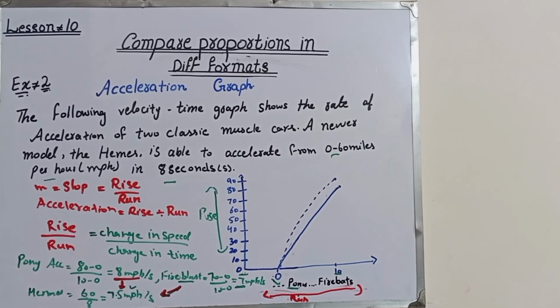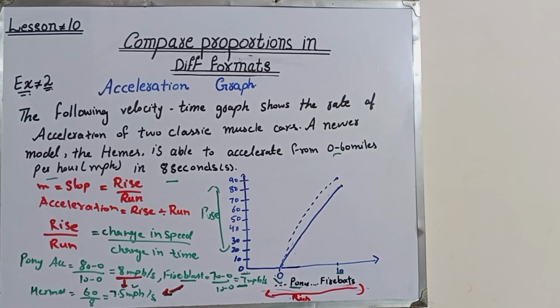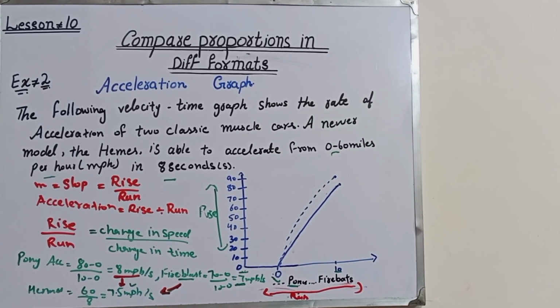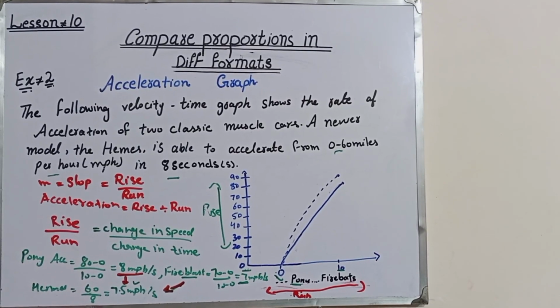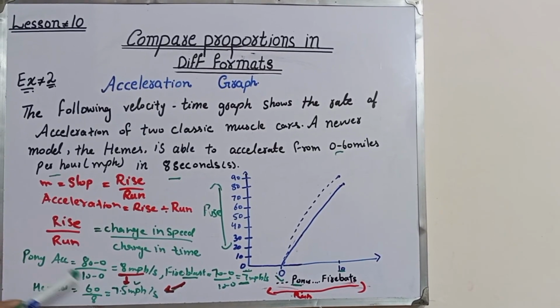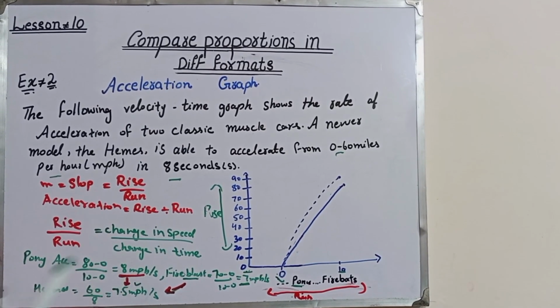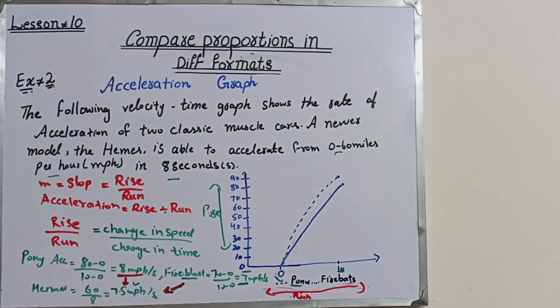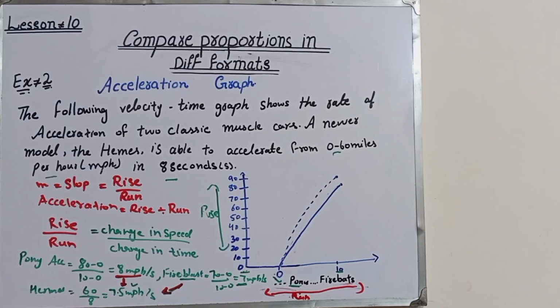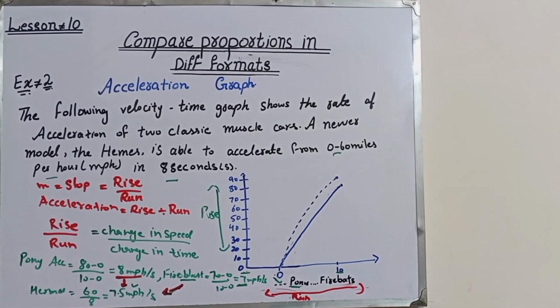Now, the acceleration example we will do is the Hummus car. Its speed changes from 0 to 60 and the time changes from 0 to 8 seconds. So, write 60 over 8, and our answer is 7.5, while the Pony is 8 and the Fireblast is 7. So, acceleration is 7.5 miles per hour per second. This means the car increases speed by 7.5 mph every second.